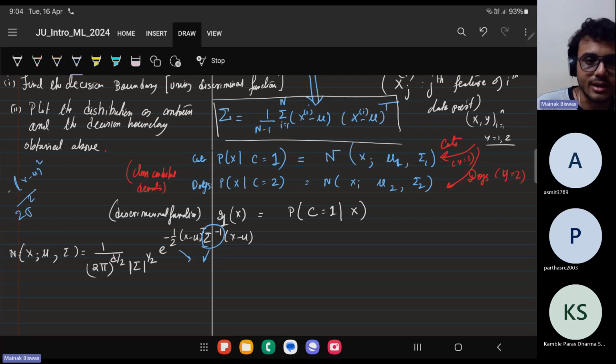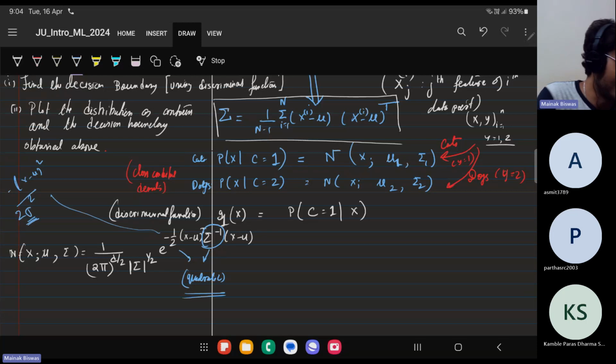You have a quadratic, but you cannot divide by a matrix, so you take the inverse. You cannot divide by sigma, a matrix, that's why you take the inverse. This is the quadratic we discussed last time. If sigma is equal to identity, it goes down to this, a normal case.